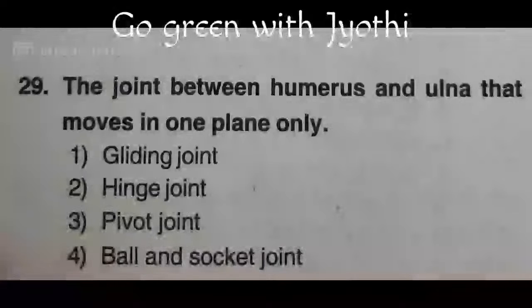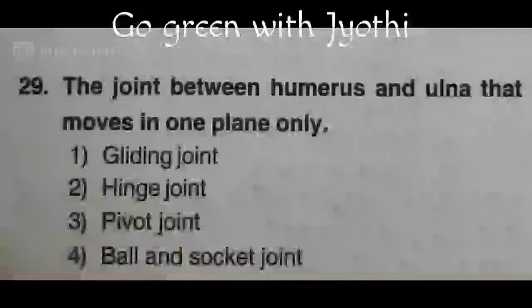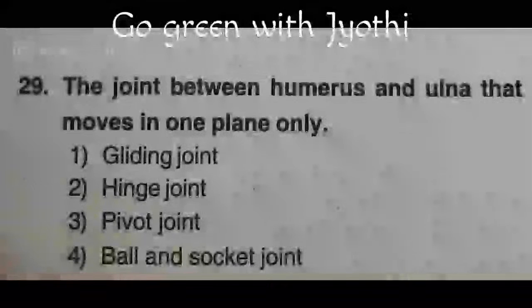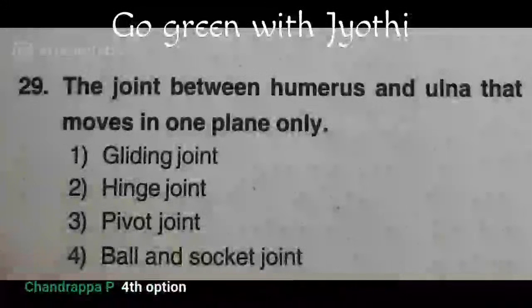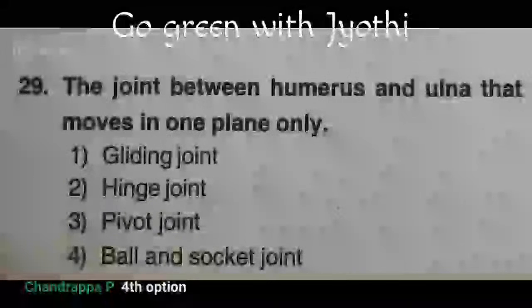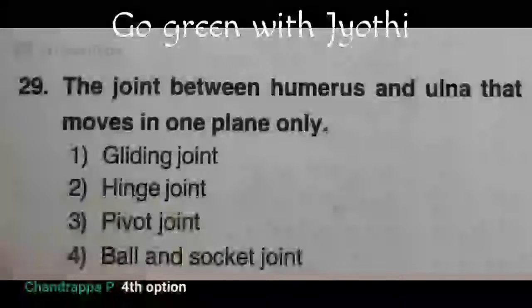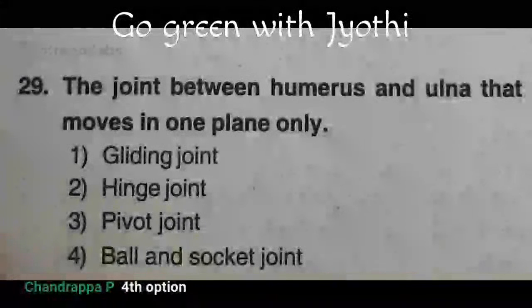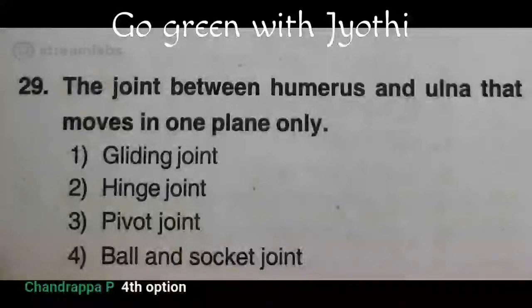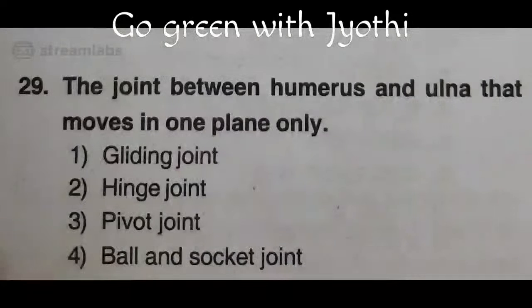Hinge joint helps in moving in one plane. Pivot joint helps in rotatory movement. Ball and socket joint helps in rounded direction. Which one do you feel is the right option? Think over it and answer correctly. The question is very clear. It should move in one plane.